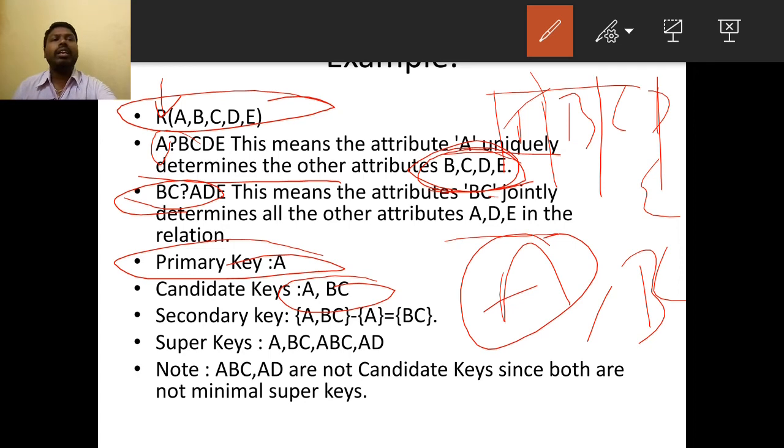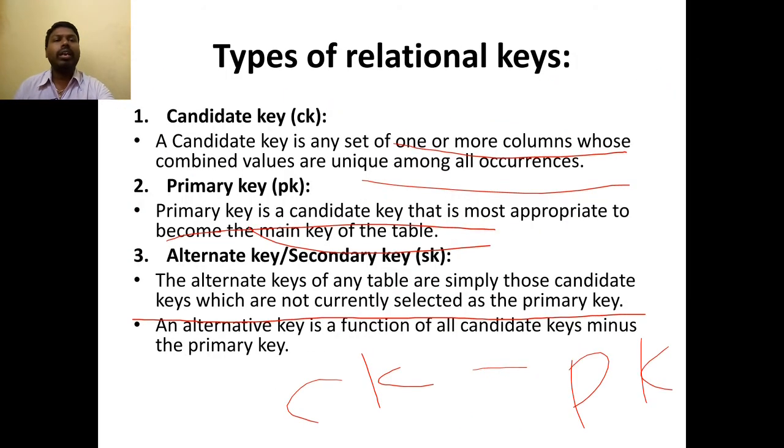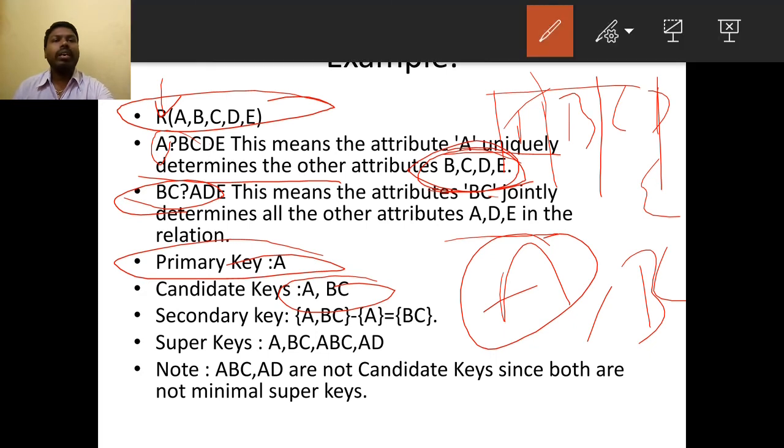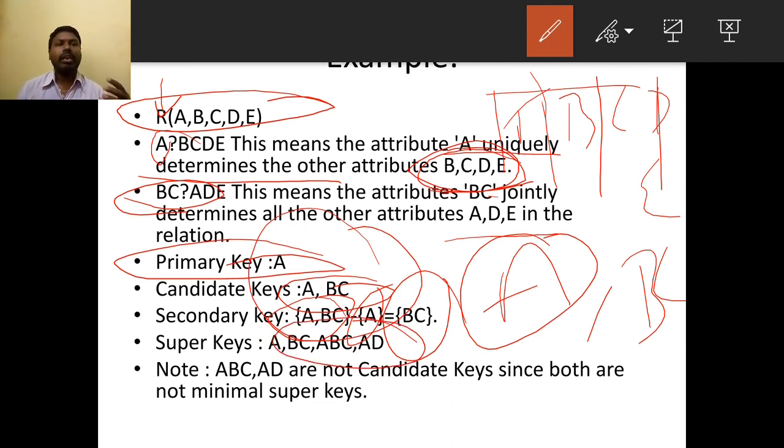Next, secondary key. We already know that. What is a secondary key? Candidate key minus primary key. A, BC is the candidate key; minus A, we get BC. So BC is a secondary key. And super key: all the combinations give super keys. A, BC, AB, C, AD. These are all super keys.